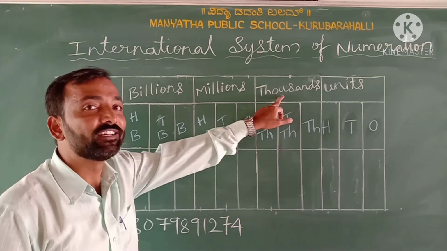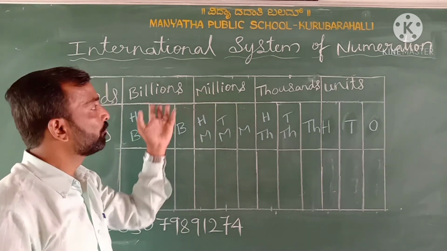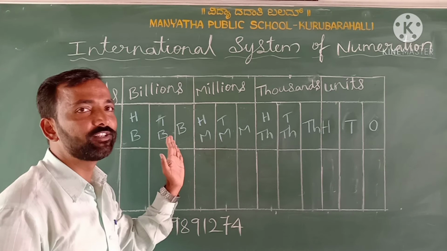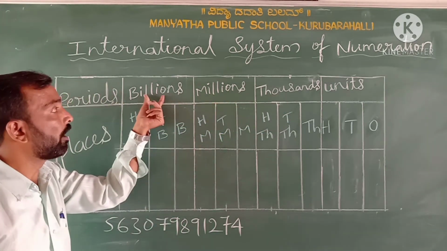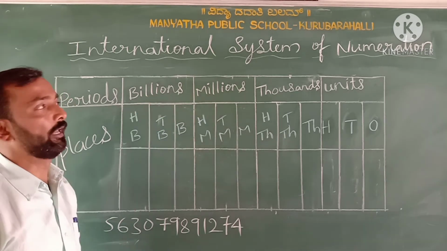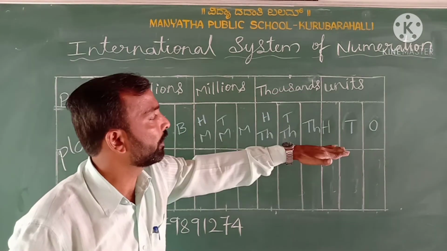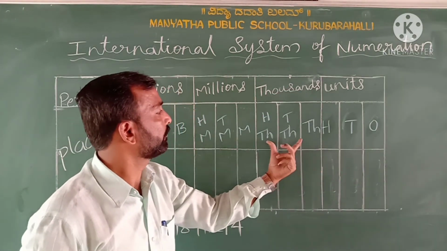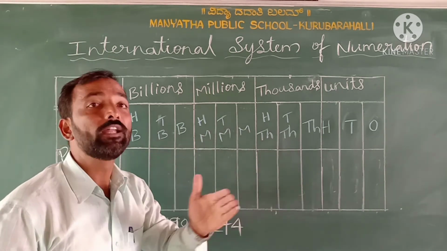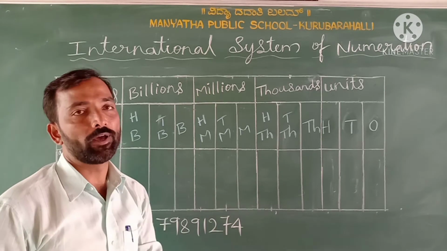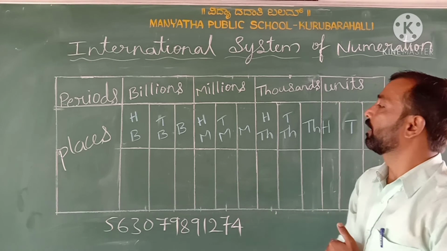After thousand, lakhs. After lakhs, crores. But here something is different. After thousands, millions. After millions, billions. In these 4 periods, again they are further divided into 3, 3, 3 digits. It is totally different from the Indian system of numeration. Now we are discussing the international system of numeration.